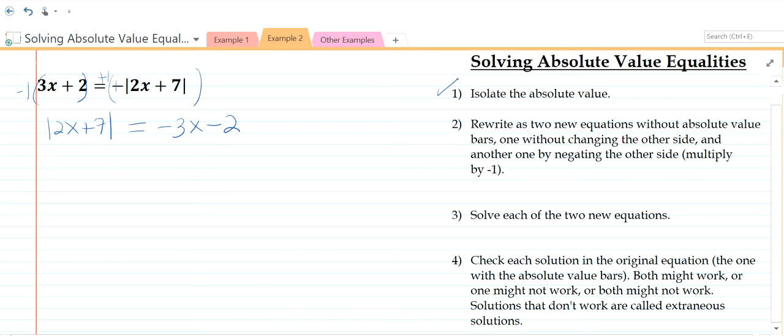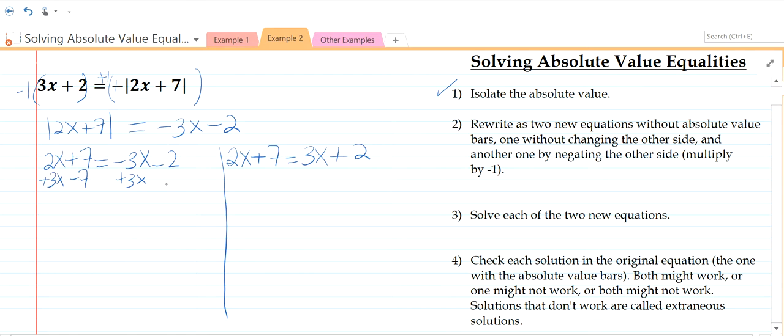Step 2, rewrite as 2 equations, no more absolute value bars. One, exactly what you see. The other one by negating the other side. 2x plus 7 equals, when you multiply the other side by -1, you get 3x plus 2. We're going to solve each of these. I'm going to add 3x to both sides, subtract 7. You get 5x equals -9. So we get x equals -9/5 on this side.